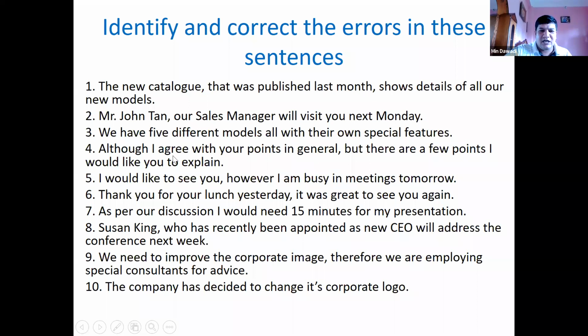So, although I agree with your points in general, comma, there are a few points I would like to explain. Okay, this is the correct one. But is not necessary.